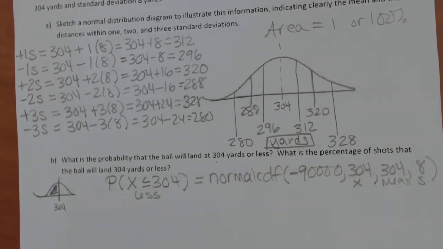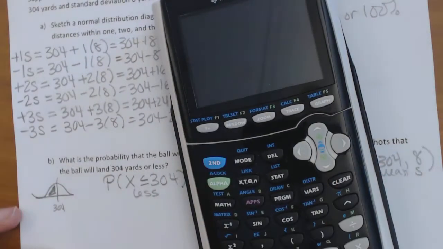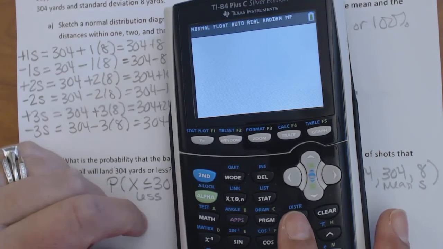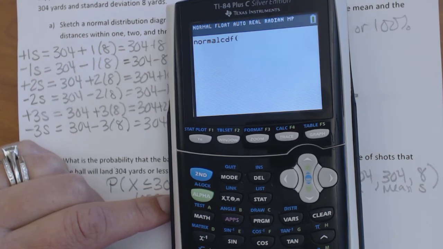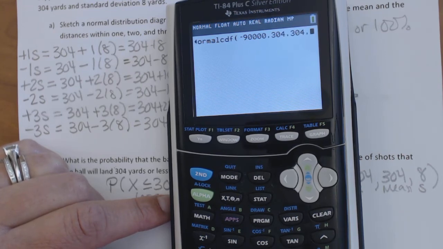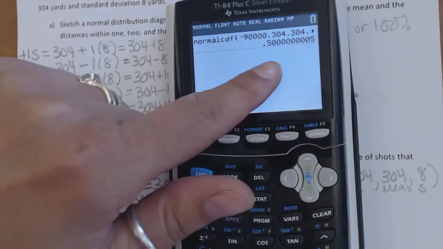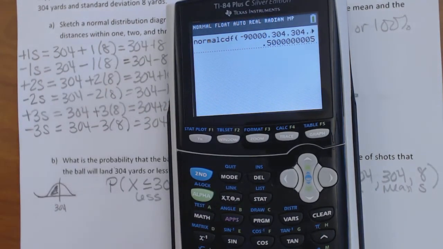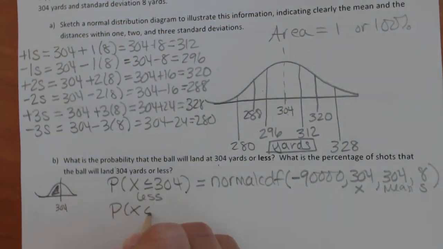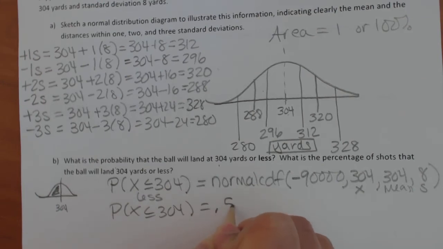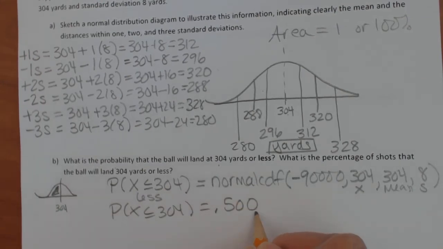And so what that looks like, let me get my calculator quick. I will do this first one out. So you are going to be pushing second bars, which is down here next to the clear, and you push 2 for normal CDF, and that's what comes up. Negative 90,123, comma, 304, comma, 304, which is the mean, comma, 8. Enter, and you get 0.5000. So IB likes 3 significant figures. So we are going to go, X is less than 304 equals 0.500. That is the probability that the ball will land 304 yards or less.